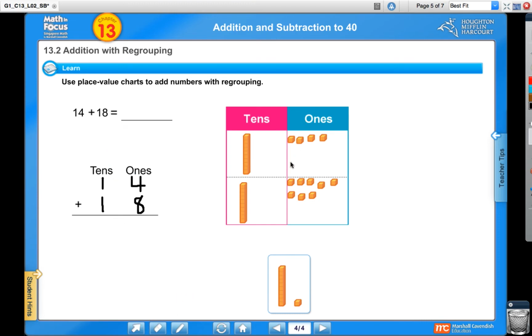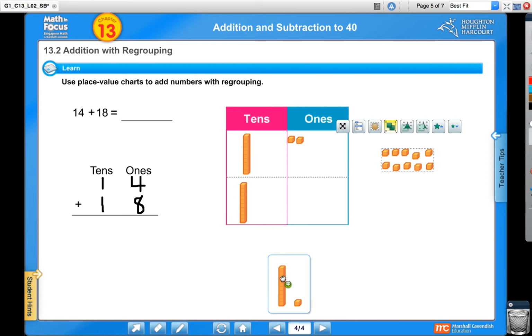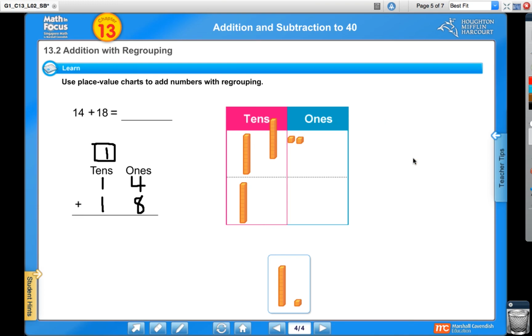Now I want to group. Now, looks like moving some of these to here will be the easiest way to make 10. So I have 8, 9, 10. So I'm going to group those. So then I can trade them for a 10. Gotta make sure I'm showing that up here, my magic box. Make sure I get rid of those since I traded them.